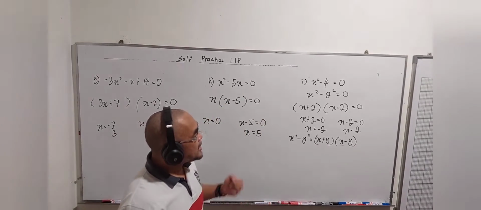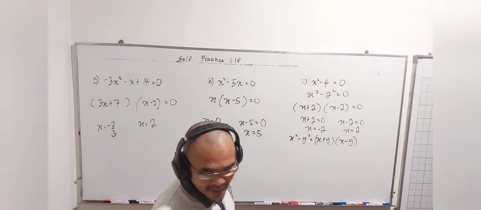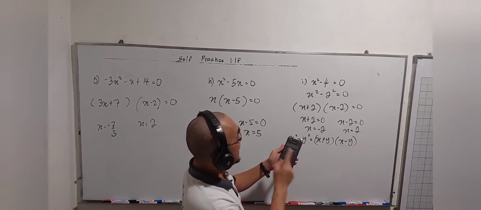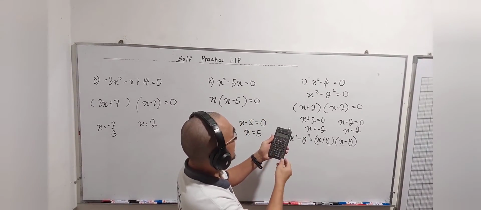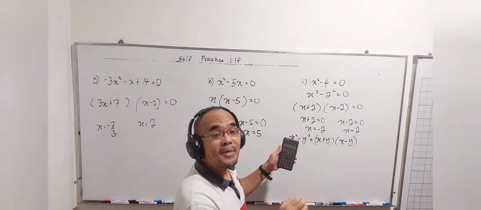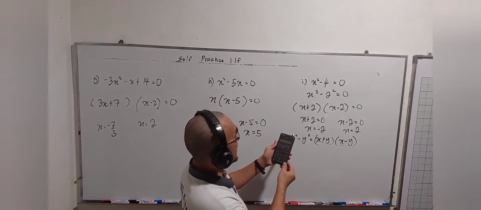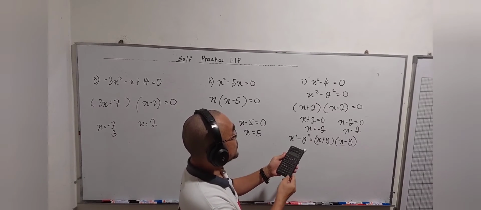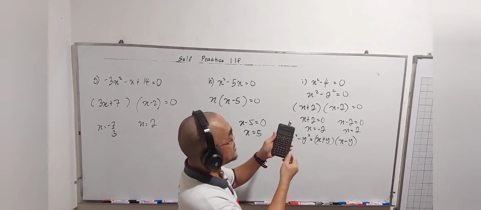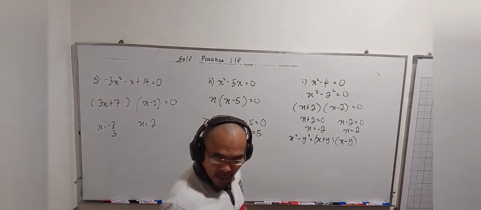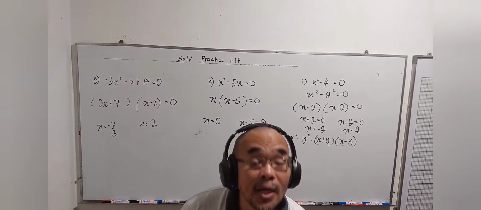But if you use the calculator, you will still get the same thing. On the calculator, A is 1 and B, there is no B, means that the value of B is 0. And the value of C is negative 4. So you get the first value is 2, the other value is negative 2. Alright, that's all for question number 1.